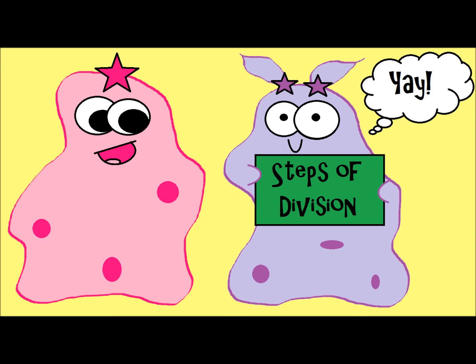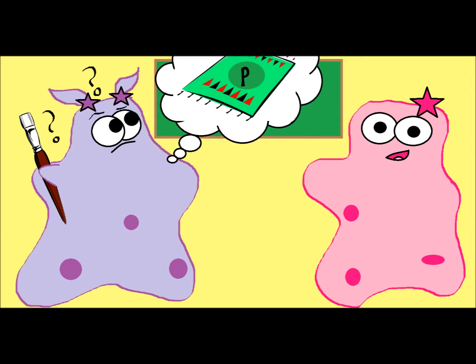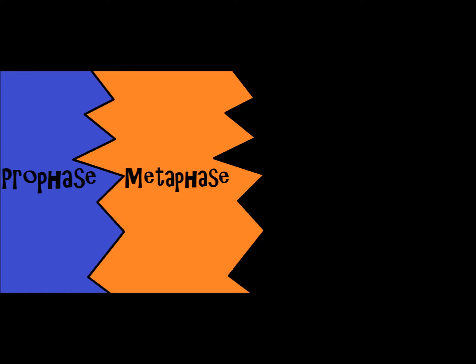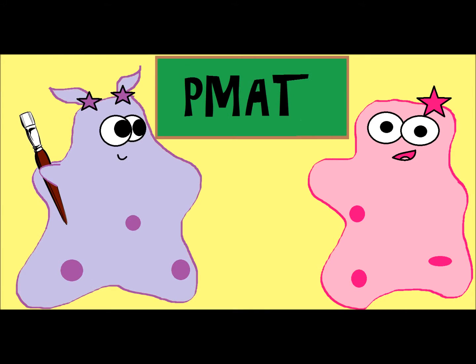So let's get right into the mitosis stages. I like to tell students to remember PMAT. It's a little acronym that helps you remember: the P is for prophase, the M is for metaphase, the A is for anaphase, and the T is for telophase. So you can remember PMAT. That's the stages in order.